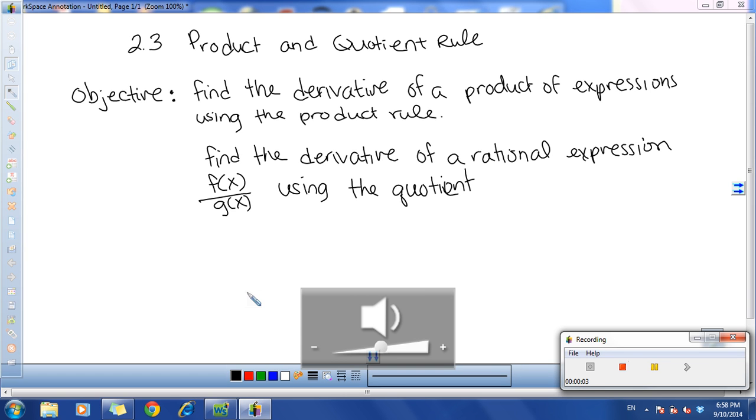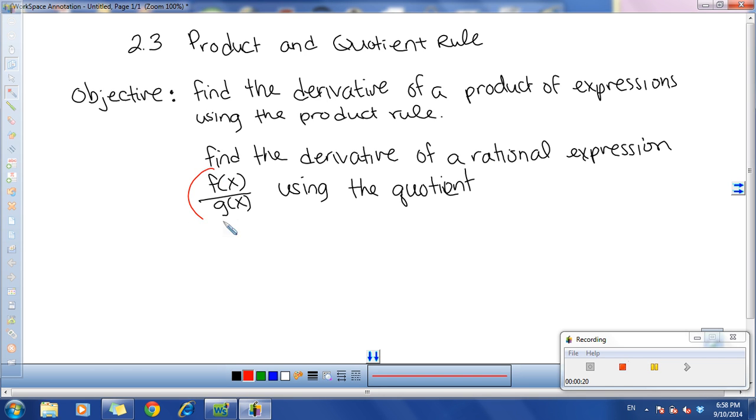This is for section 2.3, the product and quotient rule. Today you will be able to find the derivative of a product of expressions using the product rule, and you will be able to find the derivative of a rational expression, or simply a problem where you have division, using the quotient rule.